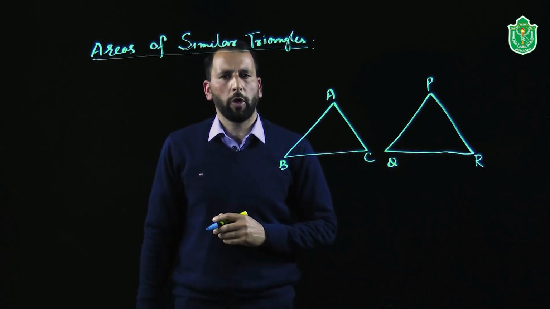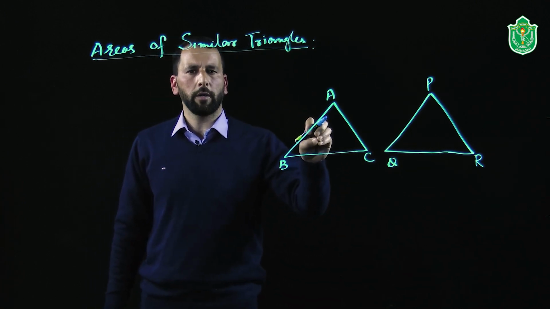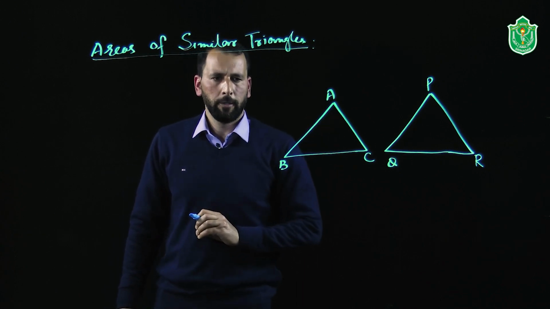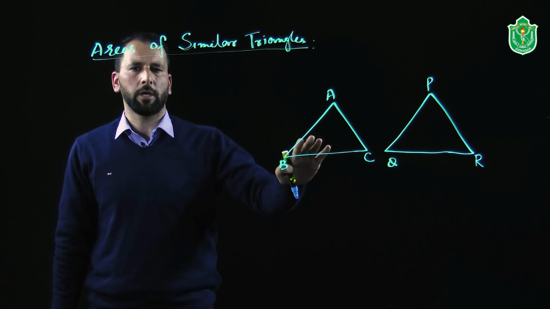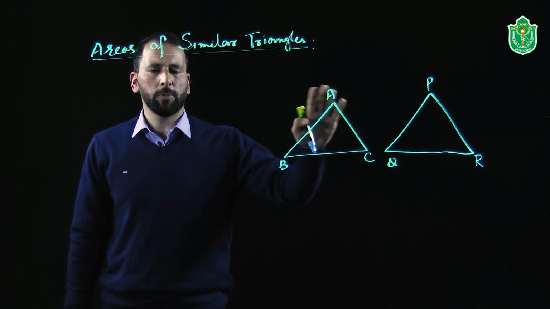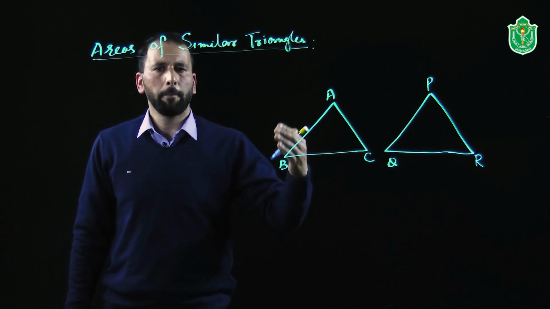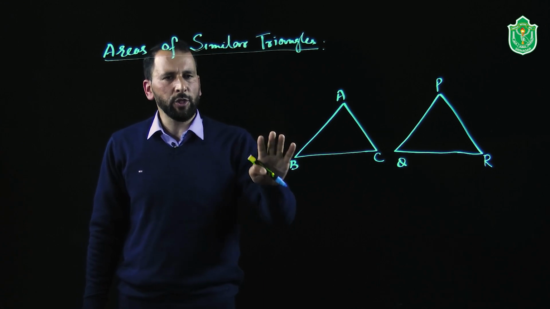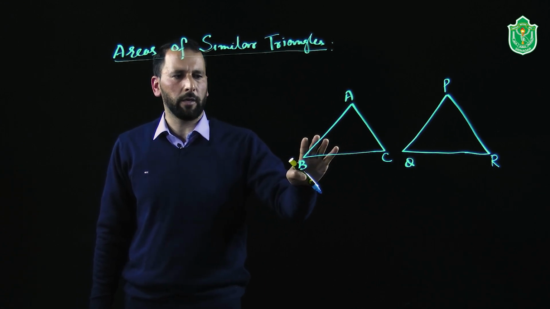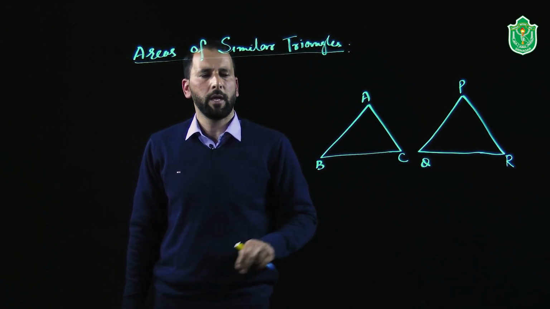The statement of the theorem is that the two triangles ABC and PQR are similar first of all. If these two triangles are similar, it means their corresponding angles are equal, and their corresponding sides are proportional. So we have to find here that the ratio of the areas of these triangles is equal to the square of the ratio of their corresponding sides.